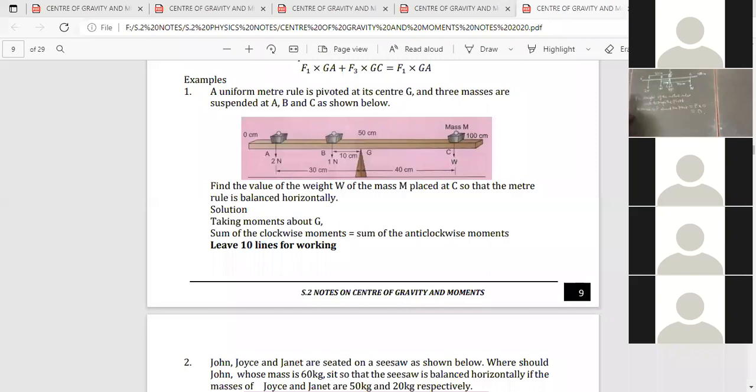Okay, so please note that any force that acts through the pivot is at zero distance from the pivot.